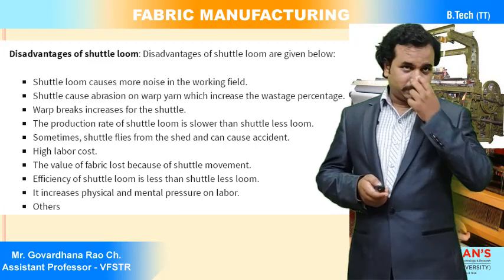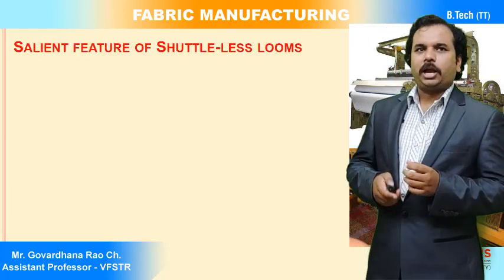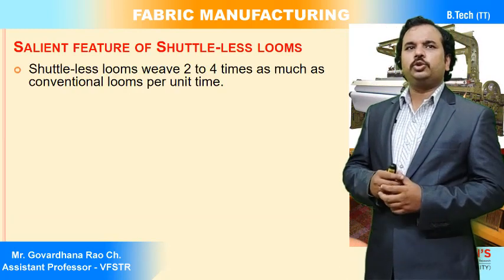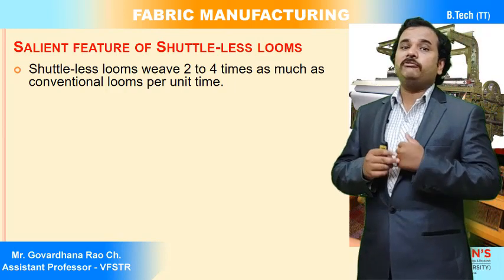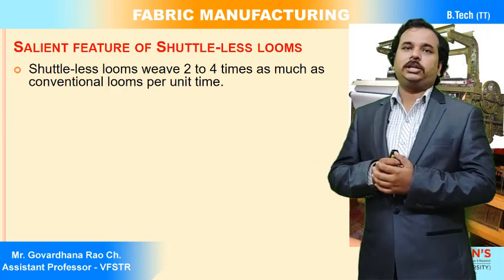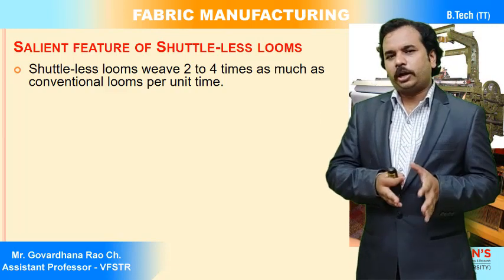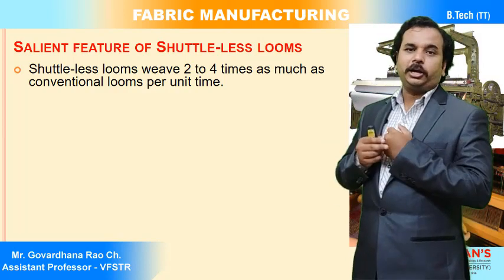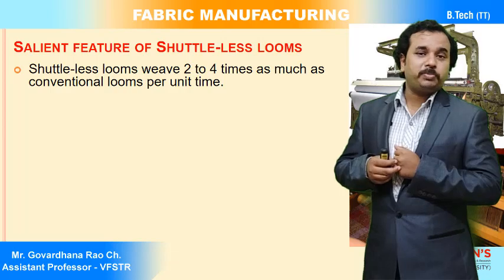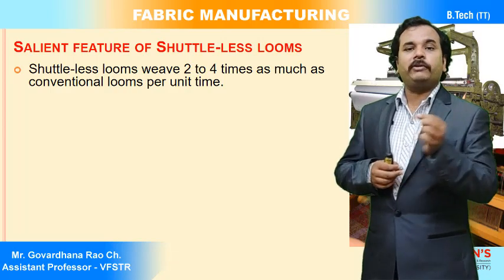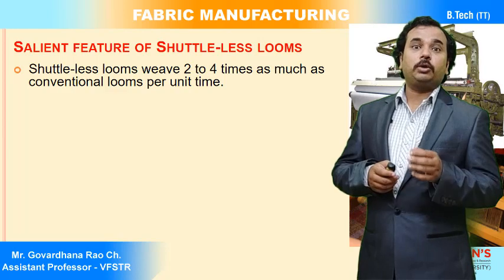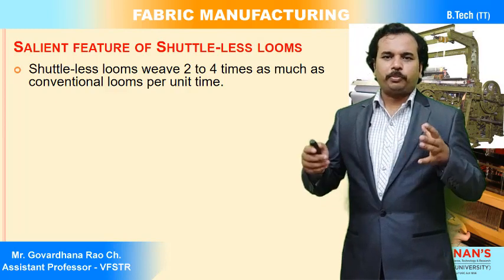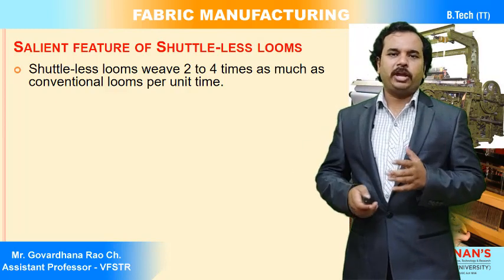So these are the drawbacks of shuttle looms, and now we will see the features of shuttleless looms. Shuttleless looms can weave 2 to 4 times more than shuttle looms. I told you 200, 220 for shuttle looms; you can run shuttleless looms at 800, 1000, 1400 picks per minute. That is the number of weft threads inserted per minute, and you can go up to 1400 even in the case of air jet looms. That is why the production rate becomes very high.